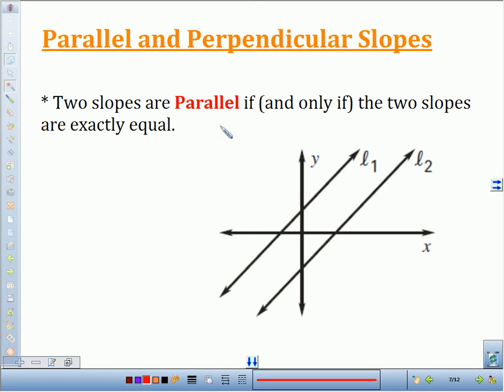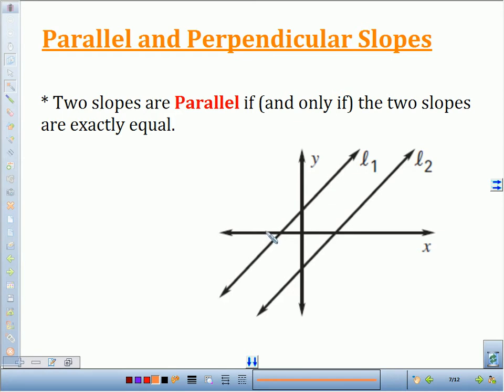Okay, we want to look at parallel and perpendicular slopes. We're familiar with these terms, but I want to briefly just look at them again. Now we can see we have a picture of two parallel lines here, L1 and L2. And we can see that the two parallel lines are moving in the same direction and they're never going to touch. Right? That's what two parallel lines are.